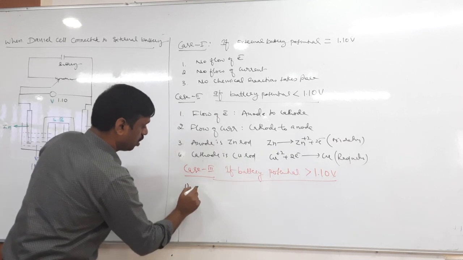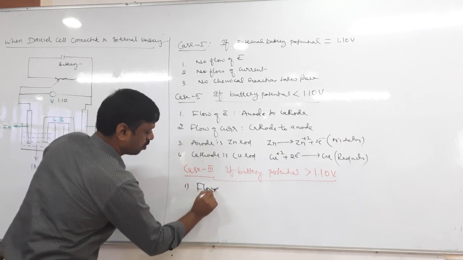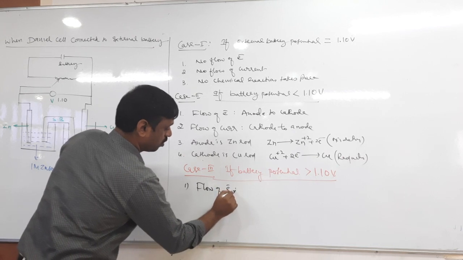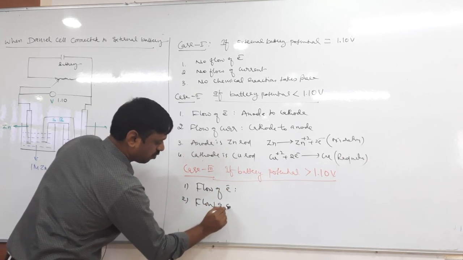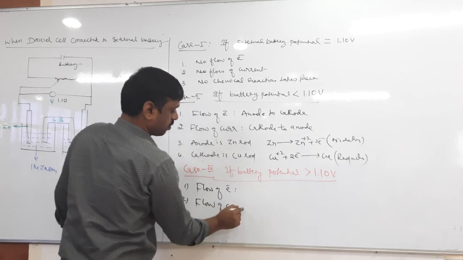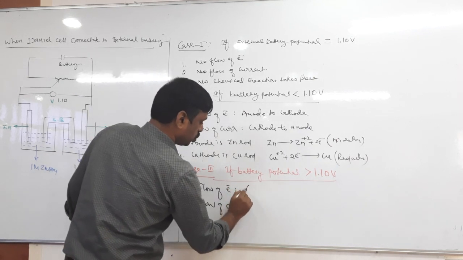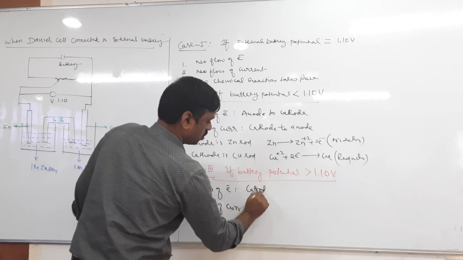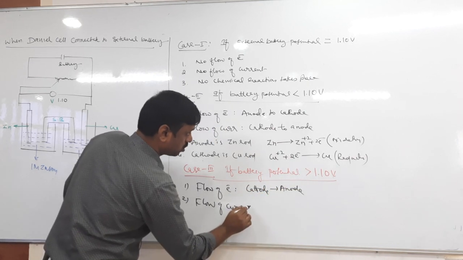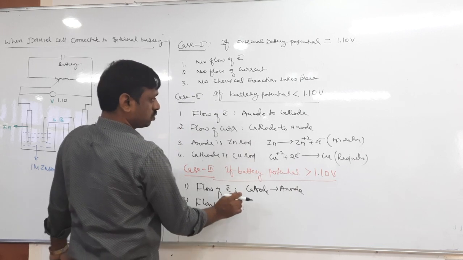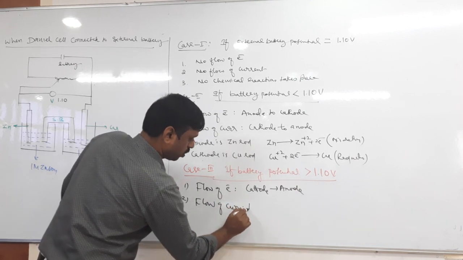Therefore, one, flow of electron, and two, flow of current. So flow of electron is cathode to anode, and flow of current is anode to cathode.